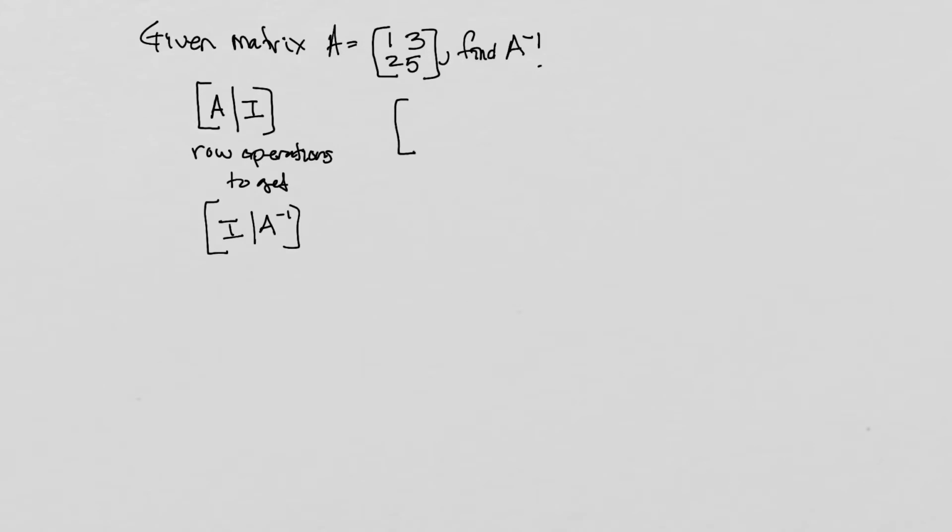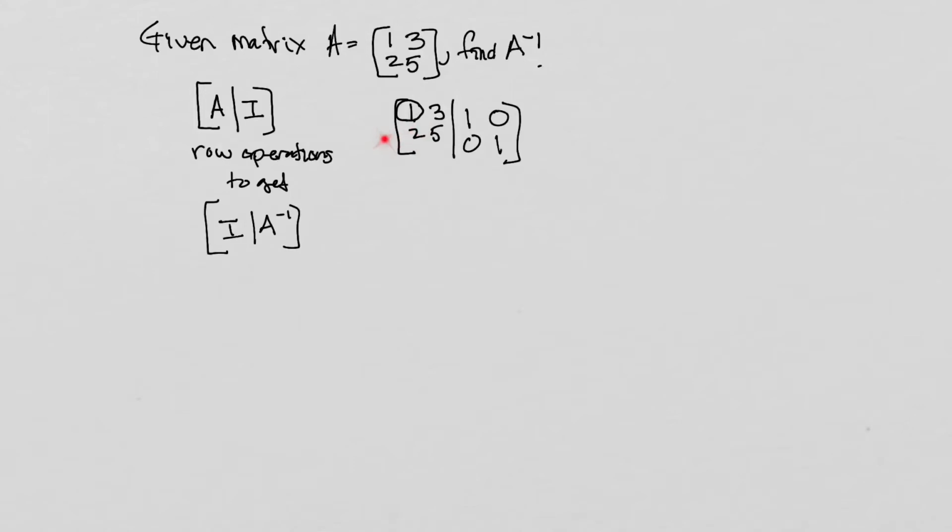Let's start here, with 1, 3, 2, 5. This is our matrix A on this side. I'm going to draw that vertical line, and on this side I'm going to write the 2 by 2 identity: 1, 0, 0, 1. Now, I already have a 1 in this position, so that's our pivot. I wrote it like that so it would work nicely. Now, what I want to do is get a 0 in this position.